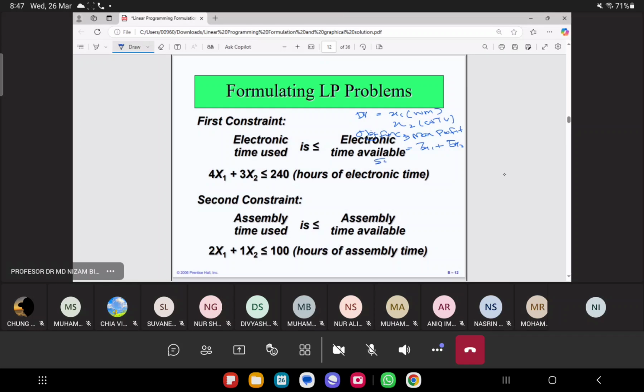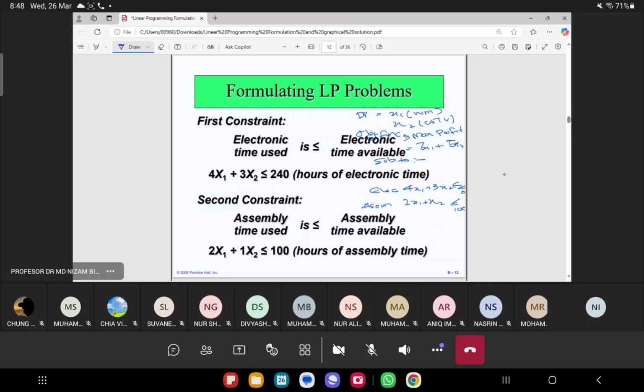Right? Subject to constraints, and there are two constraints. The constraint for electronics is 4x1 plus 3x2 must be less than or equal to 240, and the assembly constraint is 2x1 plus x2 must be less than or equal to 100. Right? So this is basically the complete linear programming model.